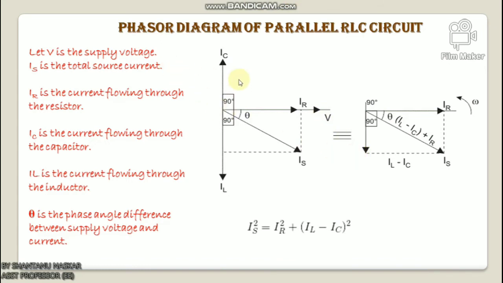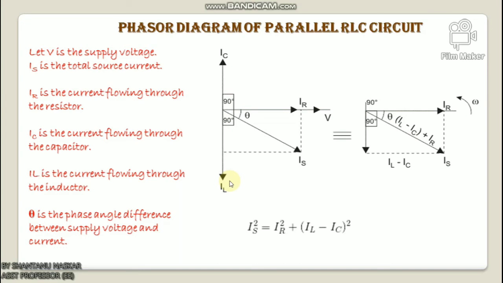So let's come to the phasor diagram of parallel RLC circuit. Let V be the supply voltage, Is the total source current, IR the current flowing through the resistor, IC the current flowing through the capacitor, IL the current flowing through the inductor, and theta the phase angle difference between supply voltage and current. For drawing the phasor diagram, voltage is taken as reference because voltage across each element remains the same, and all the other currents IR, IC, IL are drawn relative to this voltage vector.